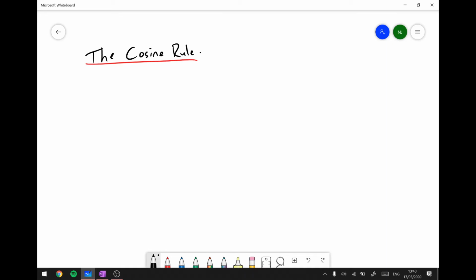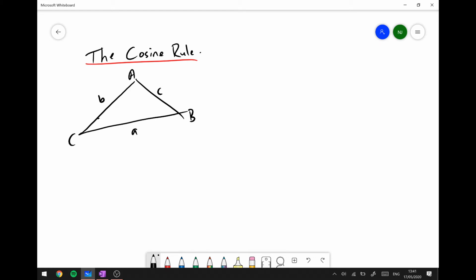Okay, the cosine rule. The cosine rule is for any non-right angled triangle. Just like with the sine rule and the area formula for the sine rule, we're going to be using the cosine rule with non-right angled triangles. So let's say we have a triangle that looks something like this. I'm going to label the corners A, B, and C, and we're going to label the sides little a, little b, and little c.